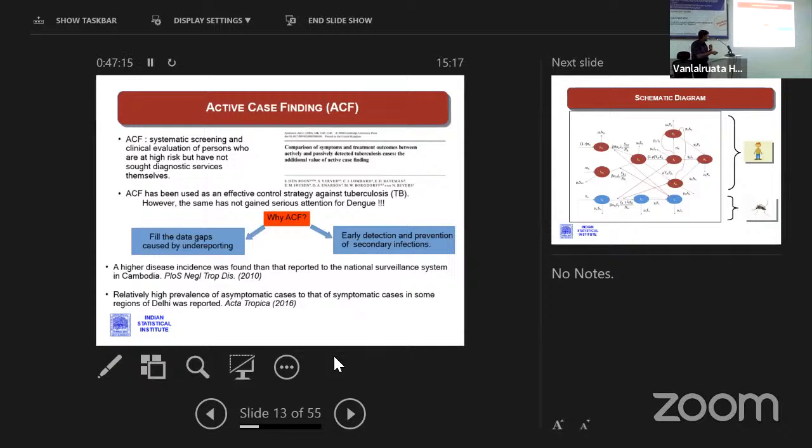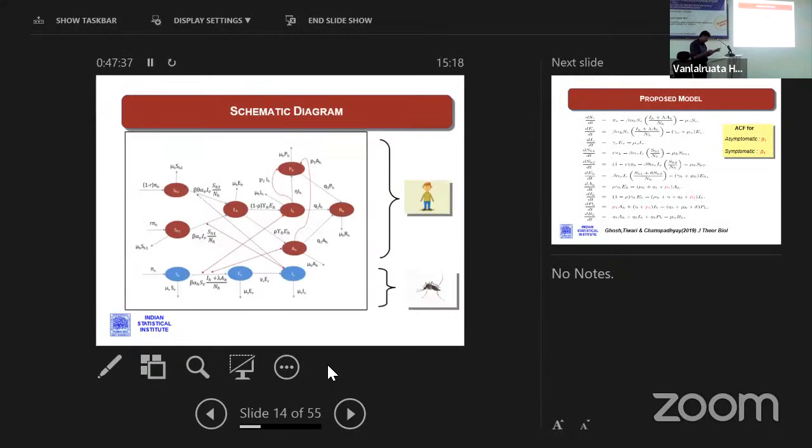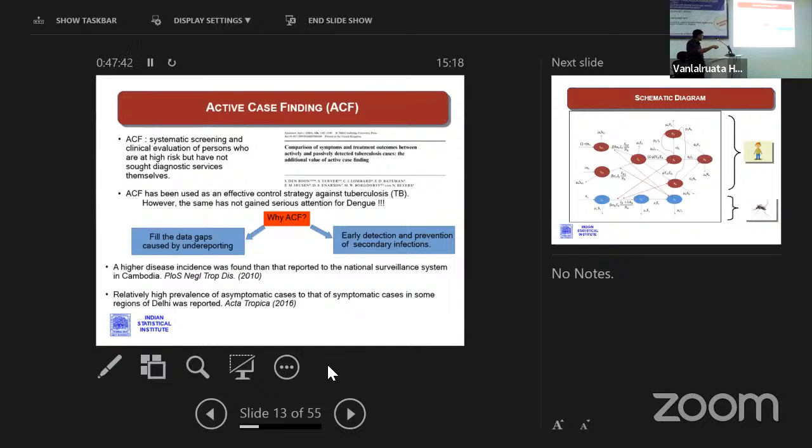Another one is early detection or prevention of secondary cases. So these are two basic advantages of having this activity. I mentioned that only two reports have come. One is from 2008, from Delhi. This is not a model; in Delhi they surveyed some areas and observed that sort of case. Only two reports on active case finding have I come across so far.